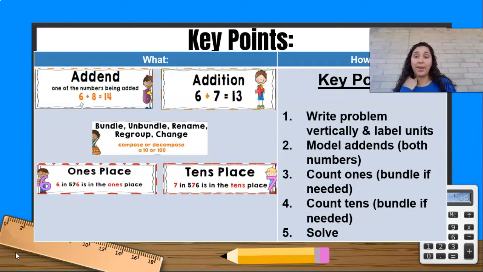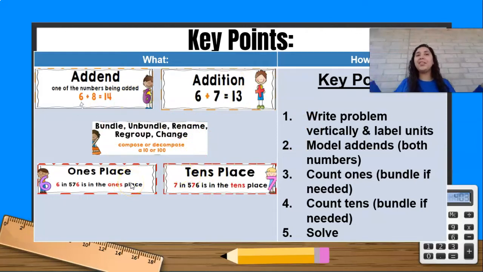So what important vocabulary do you need to know for this lesson? Well, we've been practicing addends, and an addend is one of the numbers that is being added. We always have 2 addends. We've been working on addition, which is when you add 2 parts, you make a bigger part. You bundle when you have 10 units that are the same. Ones place, tens place, and today we're going to add hundreds place.